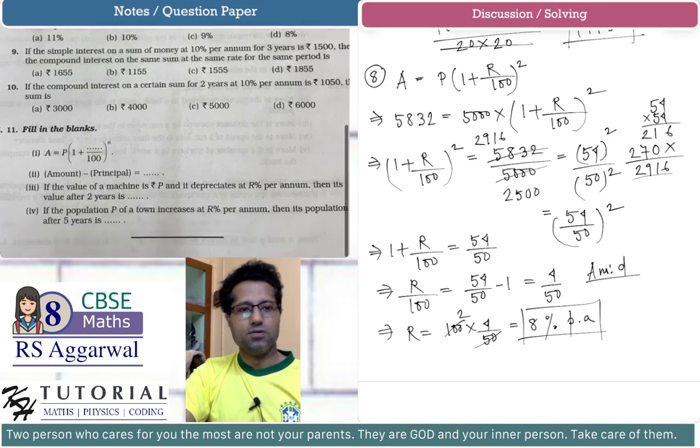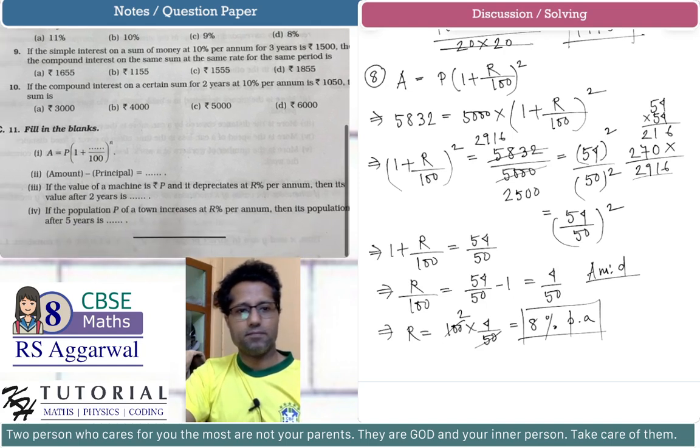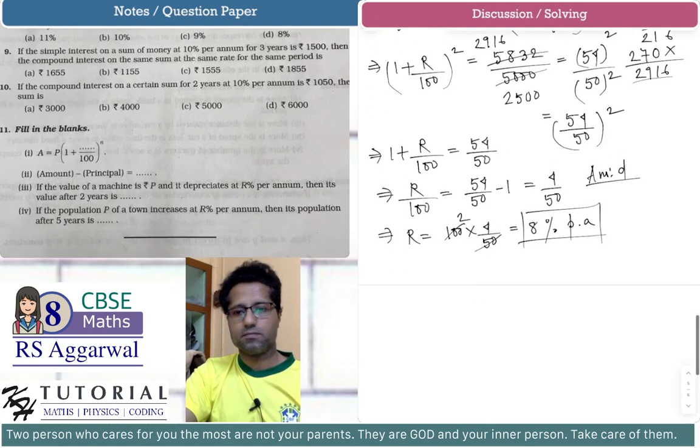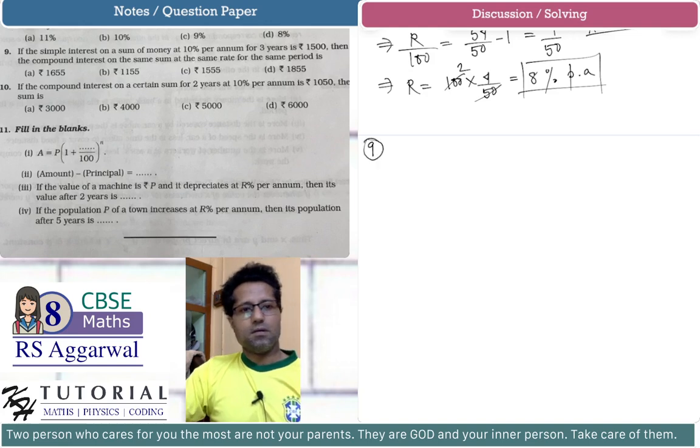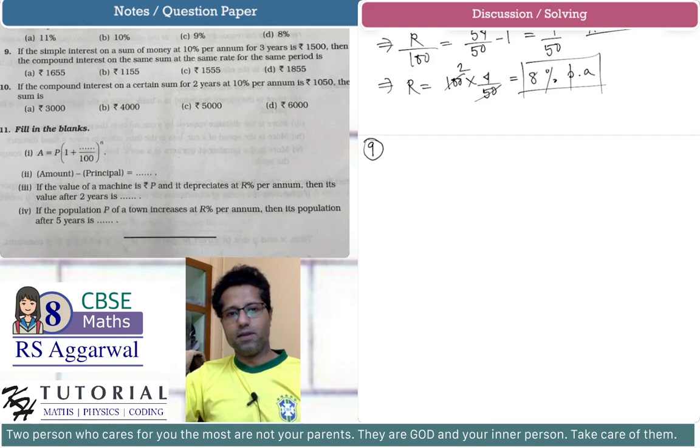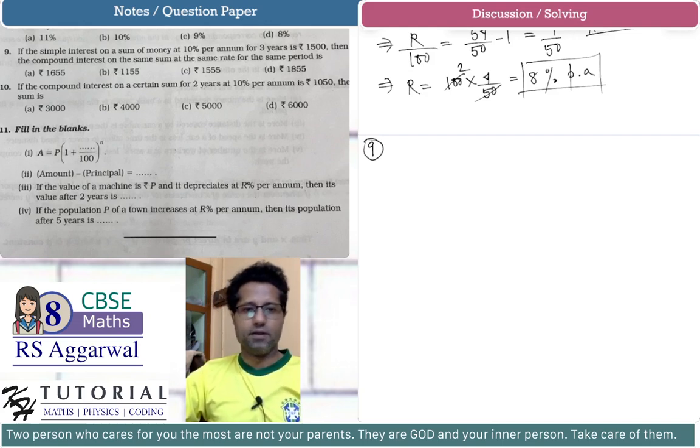Okay, let's do problem number 9. If the simple interest on a sum of money at 10% per annum for 3 years is rupees 1500, then the compound interest on the same sum at the same rate for the same period is, okay.